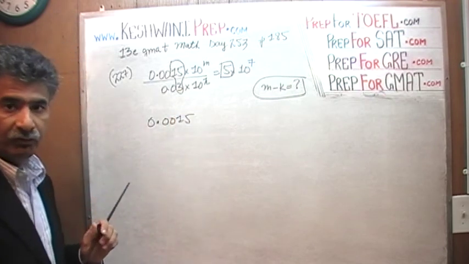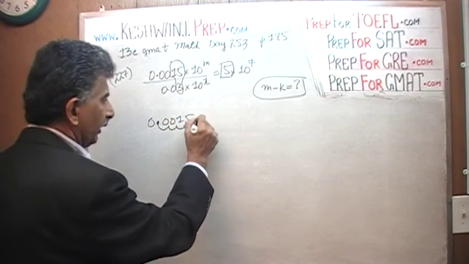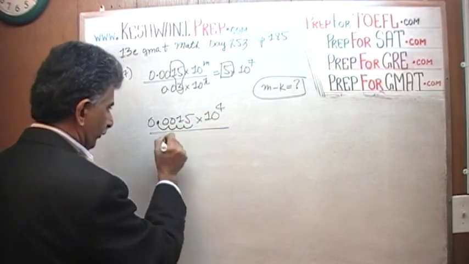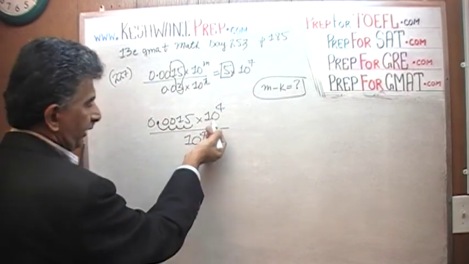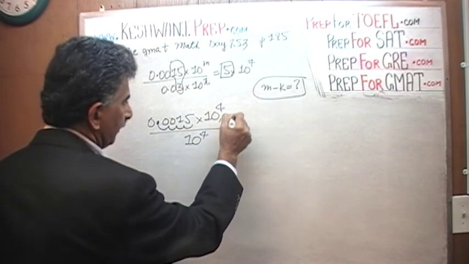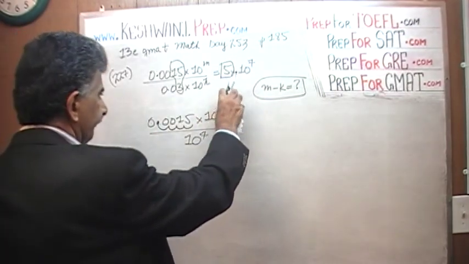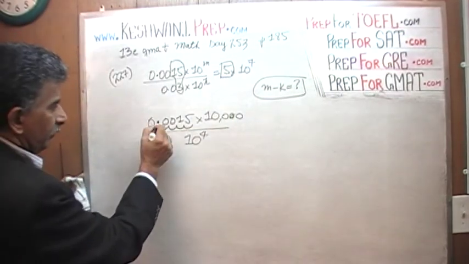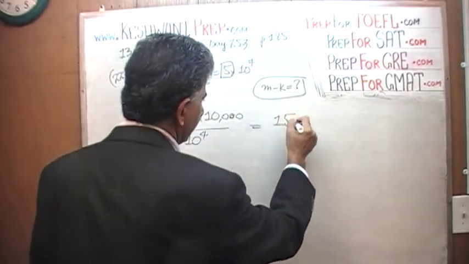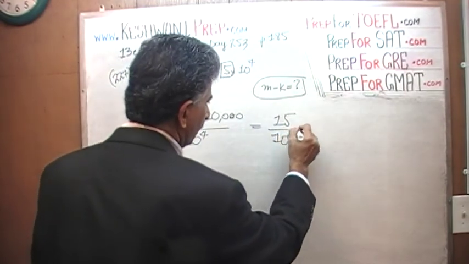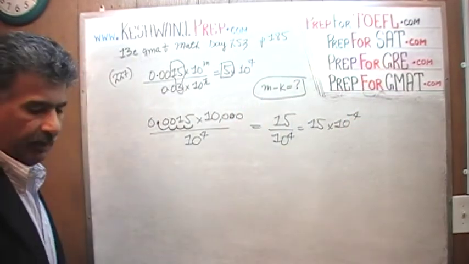0.0015. How do we convert this into 15? By moving the decimal places 4 places. 1, 2, 3, 4. In other words, if we were to multiply the top by 10 to the 4, of course we have to divide the bottom by 10 to the 4. 10 raised to 4 is 10,000. Now when we multiply, we move the decimal 4 places, 1, 2, 3, 4, and it becomes 15. So it's 15 divided by 10 raised to 4, which can be written as 15 times 10 raised to negative 4, because we bring that up and it becomes negative 4.